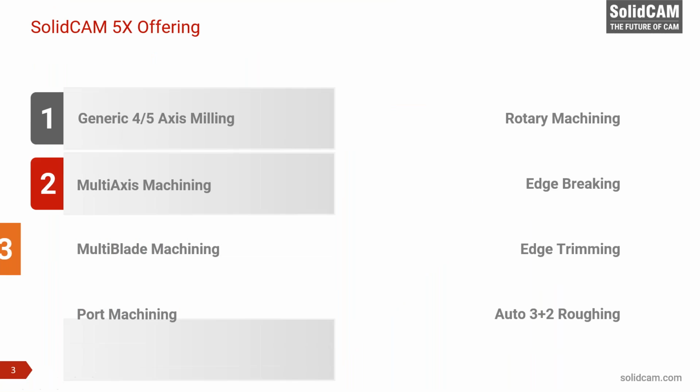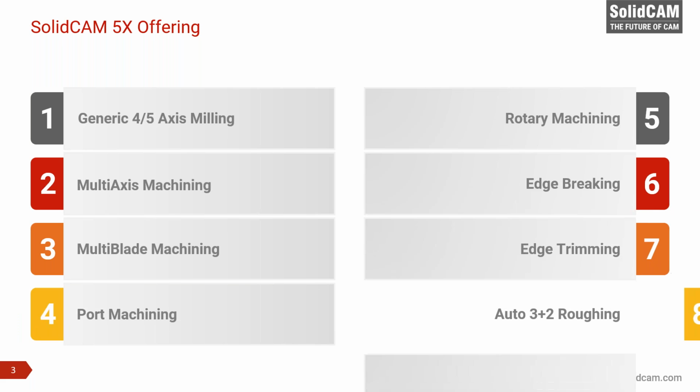Just as a summary of what we have inside SolidCAM, we have generic 4 and 5-axis milling. We have seen some portions of it. We have multi-axis milling, multi-blade milling, port machining, rotary machining, edge breaking, edge trimming, and auto 3+2 roughing. Out of which we have seen the generic 4 and 5 milling and auto 3+2 roughing last time. We're just going to delve deeper into the generic 4 and 5-axis milling. The other things we are going to leave for Part 3.